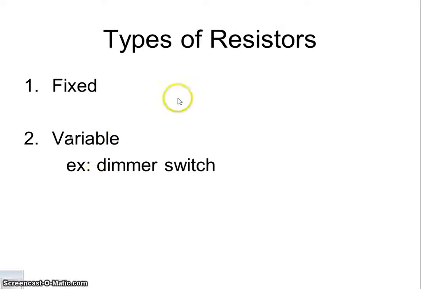All right, now there are types of resistors. There's two types. There's a fixed resistor, which means it is a certain resistance, it doesn't change. And then you have a variable resistor. A dimmer switch would be an example, and there are different kinds. But a dimmer switch, like if you have one in your bathroom or your dining room, which usually rotates, what it does is you can either brighten or lower the lighting.